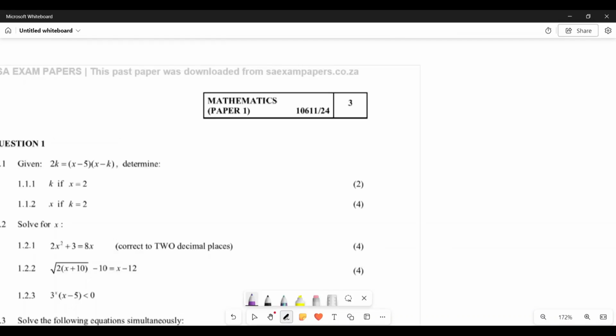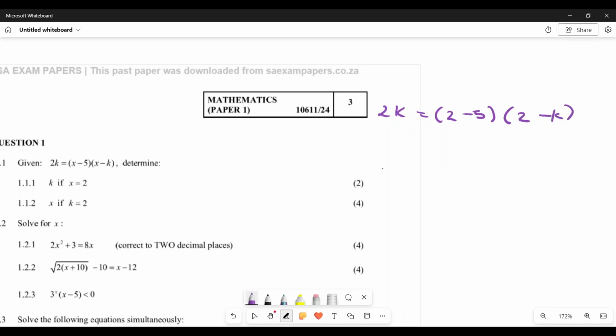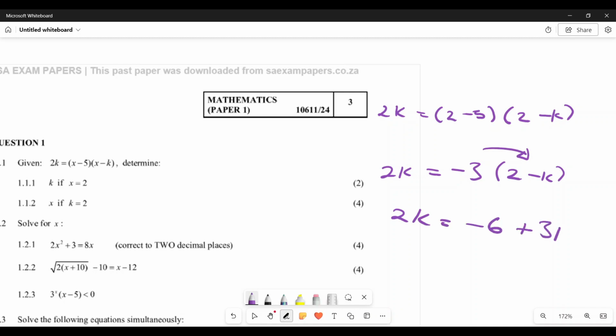Where I see x, I'm going to substitute 2. So I have 2k is equals to (2 minus 5) multiplied by (2 minus k). Now simplifying everything here, I have 2k in this bracket. This is equals to minus 3 multiplied by (2 minus k). Now distributing this minus 3 into this bracket, 2k would be equals to negative 6 plus 3k.